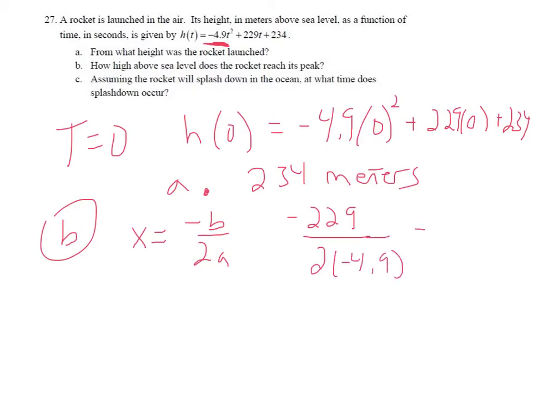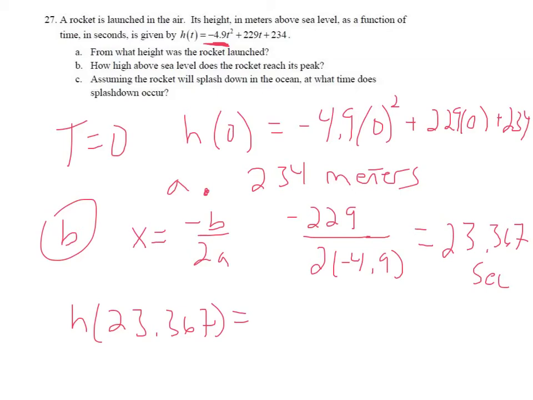Which if we grab our calculator and do this, I'm getting 23.367 seconds is when it reaches the height. So now I'm just going to substitute that in and find out what h of 23.367 is. And seriously, for me, folks, all you've got to do, if you've done that work, then you can just key that into your calculator.